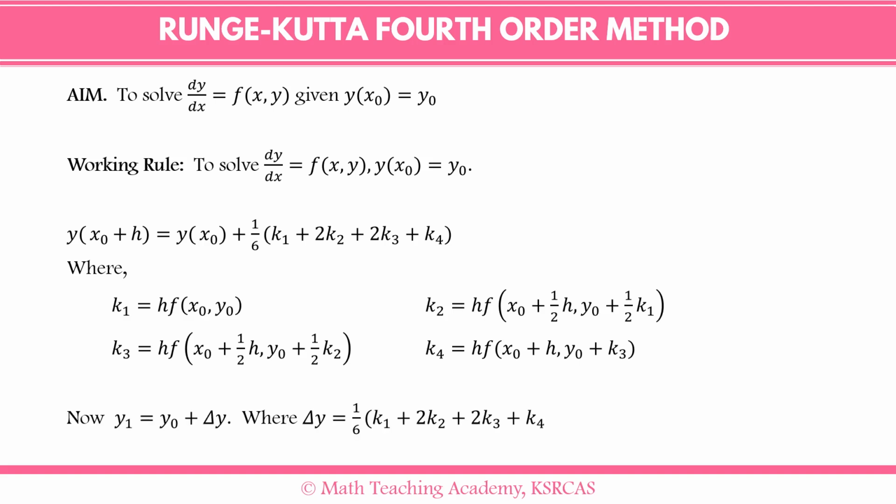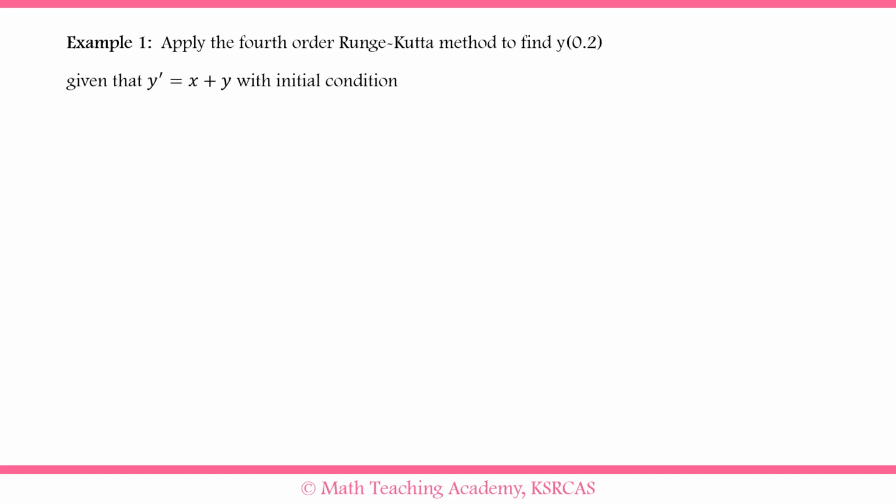Now y1 equal to y naught plus delta y, where delta y equal to 1 by 6 into k1 plus 2 k2 plus 2 k3 plus k4. For example, apply the fourth order Runge-Kutta method to find y of 0.2, given that y dash equal to x plus y with the initial condition that y of 0 equal to 1.